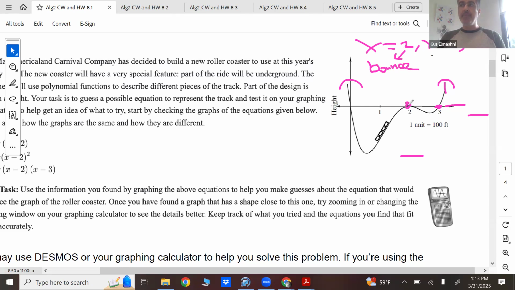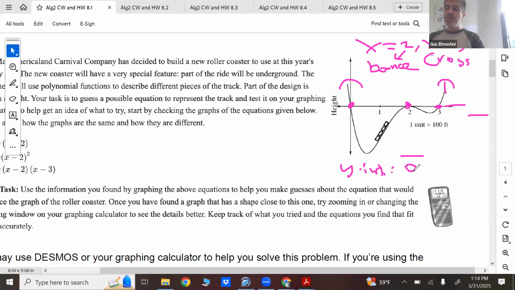Does it deflect off at 2? You guys see how it bounces, right? What about 3? Does that bounce across? Is it bouncing off 3 or crossing 3? Crossing, okay. That's important. What's the y-intercept here? 0, okay, that's important.